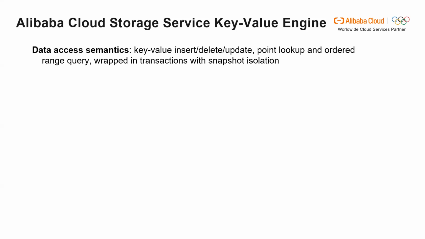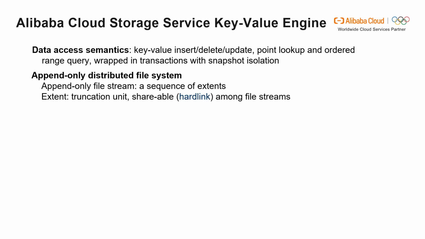Our key value engine provides the basic capabilities of insert, delete, update, point lookup, and range scan. It supports transactions with snapshot isolation. Transaction logs and data are stored in append-only file streams. Each file stream consists of a sequence of extents. Extents are the truncation unit and the unit of sharing among file streams. Such sharing is called hard link.